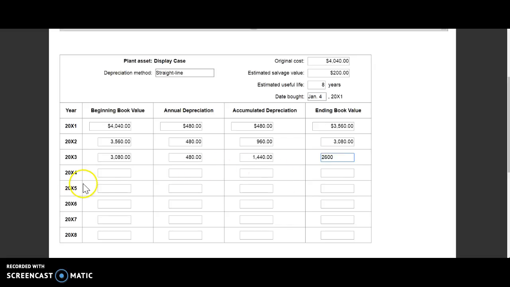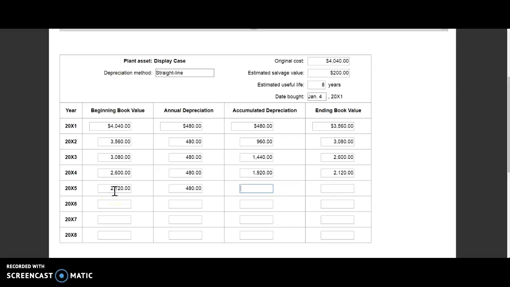Okay, that same number then becomes our beginning book value for the next year. Annual depreciation stays the same. Accumulated, we're going to take $1,440 plus $480. Figure out our ending book value. That number is also our beginning book value of the next year.